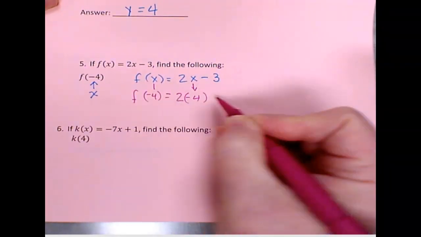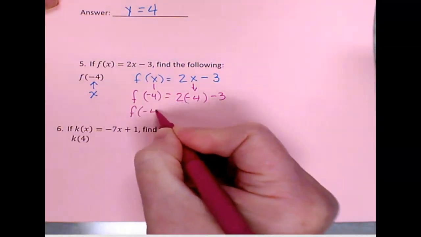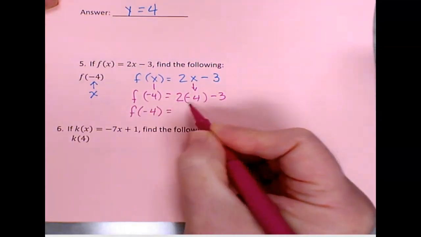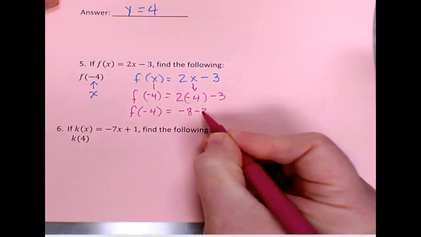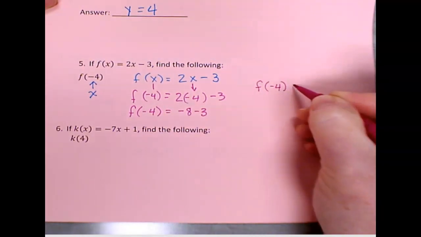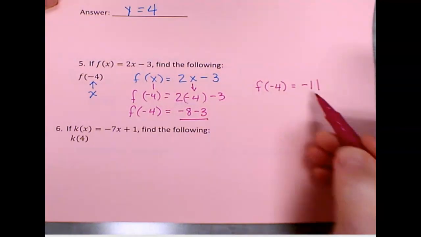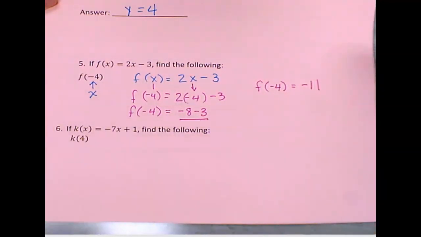So f of negative 4 is going to be negative 8 minus 3. f of negative 4 is going to equal negative 11. When I combine those, I get a negative 11.